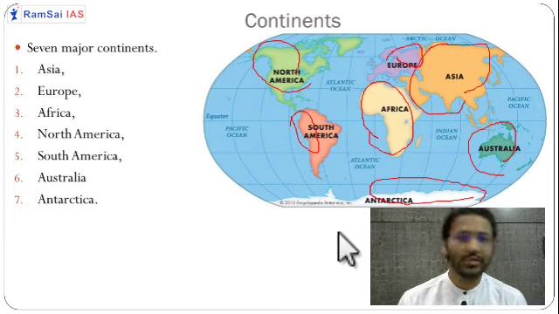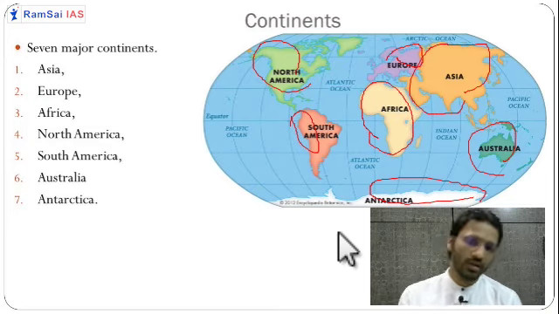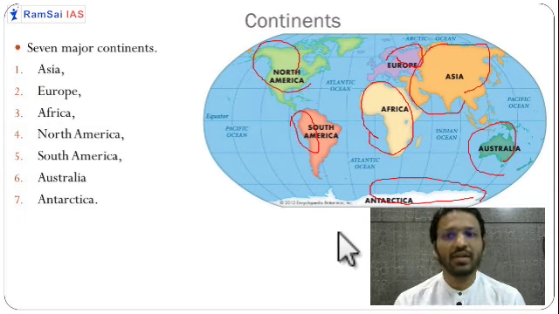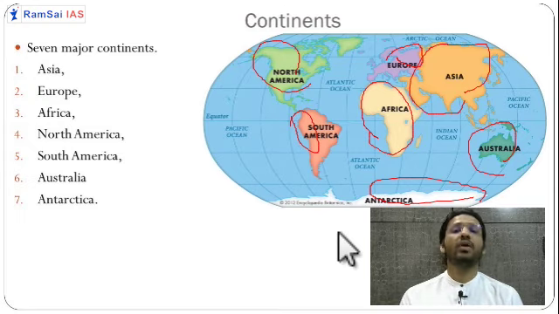Antarctica is in the southern hemisphere. The Arctic is in the northern hemisphere, but the Arctic is not a continent. Antarctica is the only continent of the two. So these are the 7 important continents, because the Arctic is made up of sea ice.